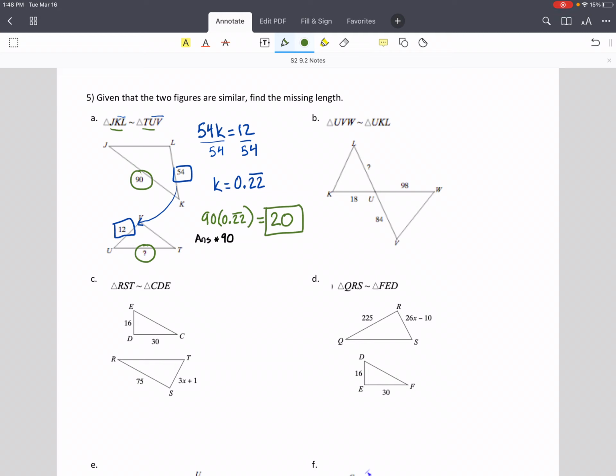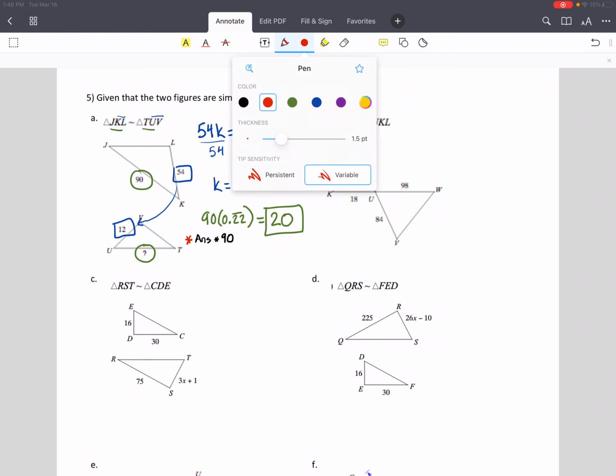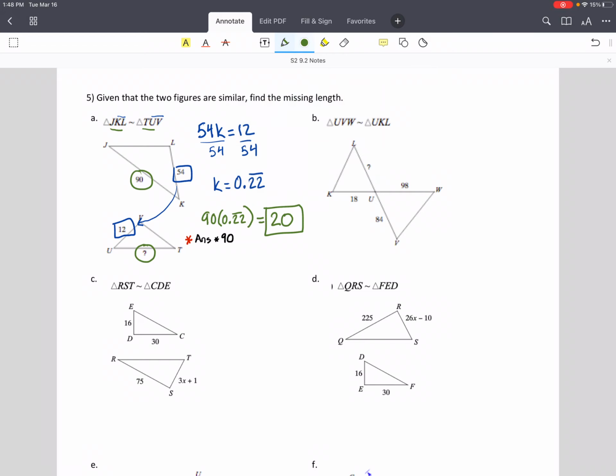Or if I had just done 90 times 0.22, it would have given me 19.8, which is incorrect. So be sure that you're utilizing your calculator to really use the answer function, so that way you don't have to round. Okay, let's do it again. Let's look at our next example.